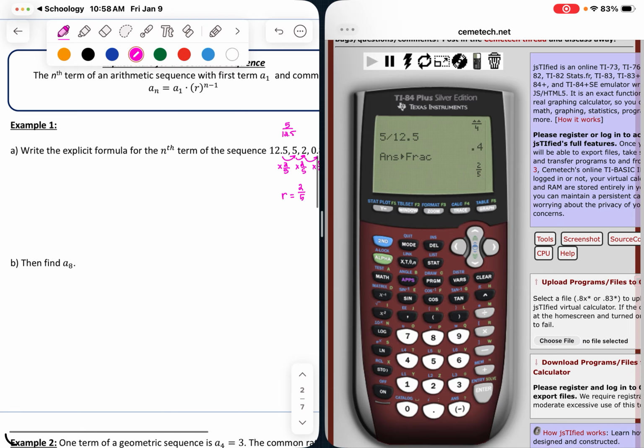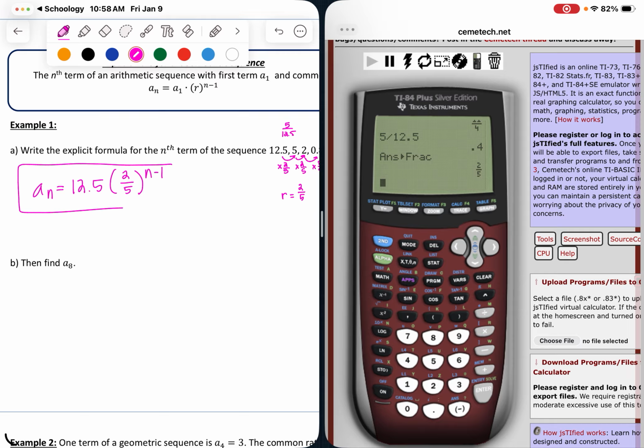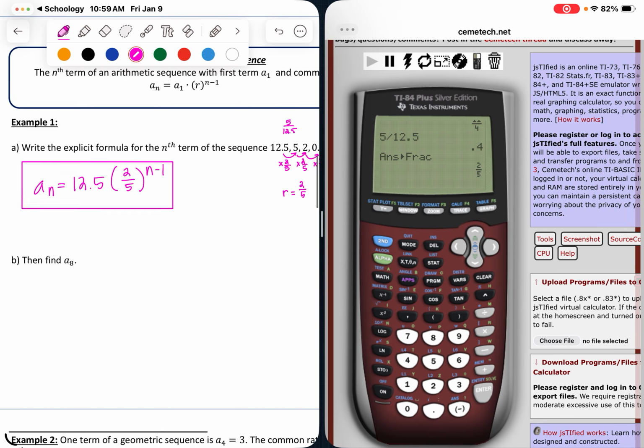All right, so it says write an explicit rule for the nth term. You need your first term, got it, and you also have your ratio. So that is a sub n is equal to the first term, which is 12.5, times my ratio, which is either 2/5 or 0.4, I do not care, to the n minus 1 power. The end. So it is less work than writing an arithmetic rule because it is already simplified. You don't have to distribute it and combine like terms like you do with arithmetic.